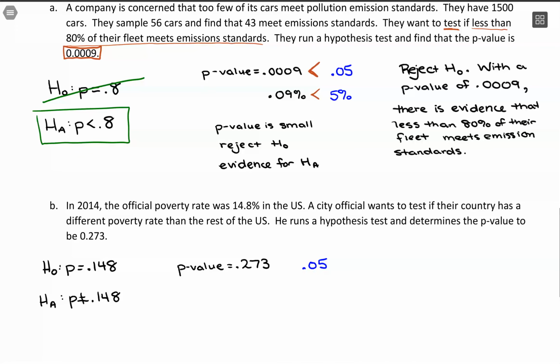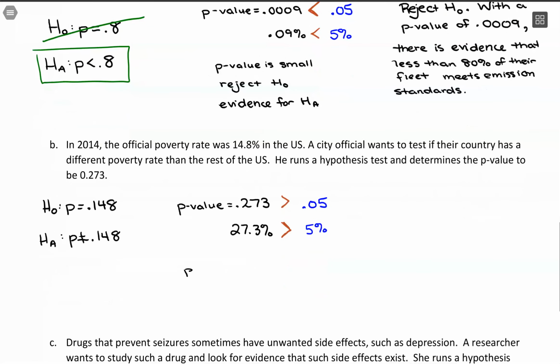Again, it might help to change these two percentages. So this p-value is 27.3%, and our significance level is always 5%. So with that, it might be clear that that p-value is definitely larger. So here we would have the p-value is not small, which means we failed to reject the null hypothesis.